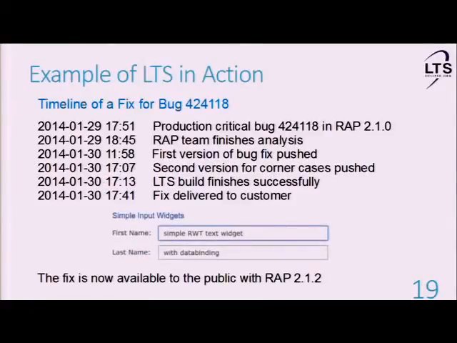I was looking for an example, and I found this one. We had a serious issue in RAP with a data binding. If we were typing too fast in a text widget, the cursor would jump back to the first position and would delete all the text. That is a serious issue for an insurance company that wants to go live in the next week.